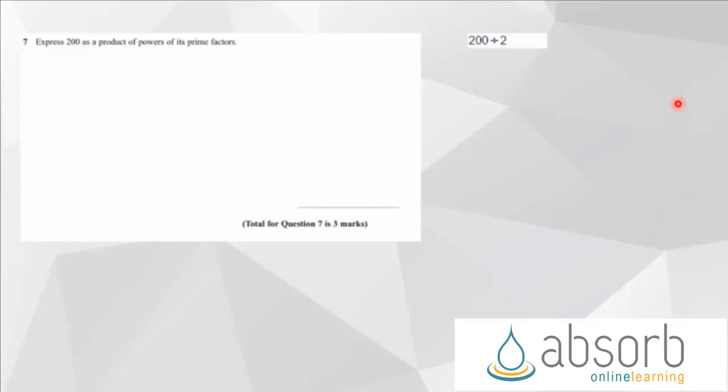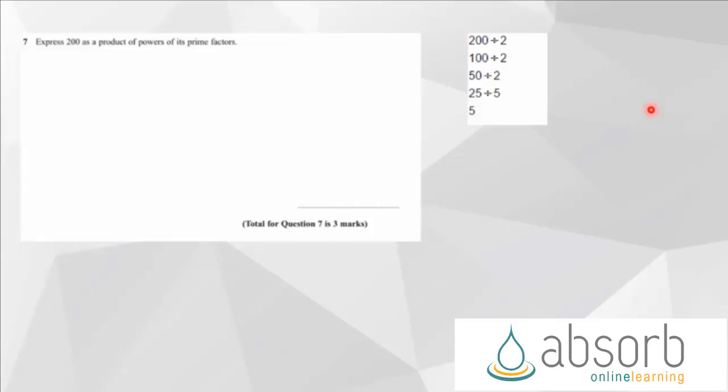And let's start with that one. 200 divided by 2 will give us an answer of 100. If we take 100 and divide that by 2, it will give us an answer of 50. Again, it's still an even number, so we can divide by 2 again, and we get an answer of 25. Now, 25 can be divided by 5. Any number ending in 5 is divisible by 5. And 25 divided by 5 gives us a final answer of 5, which of course is itself a prime number.